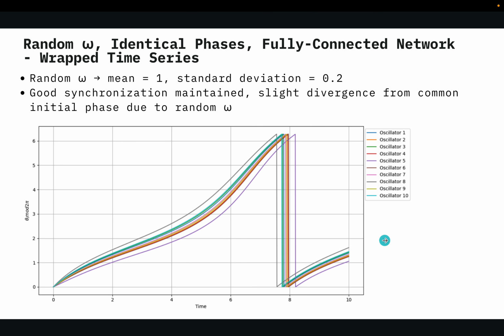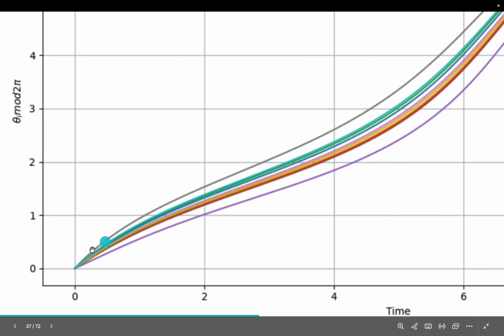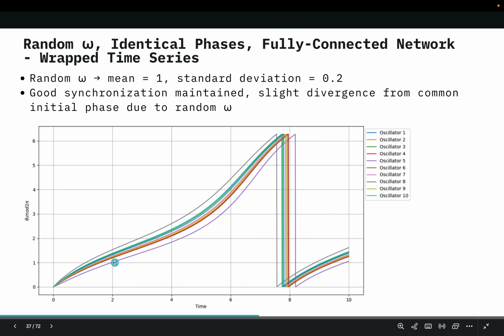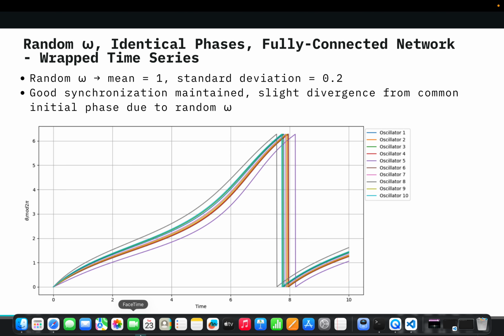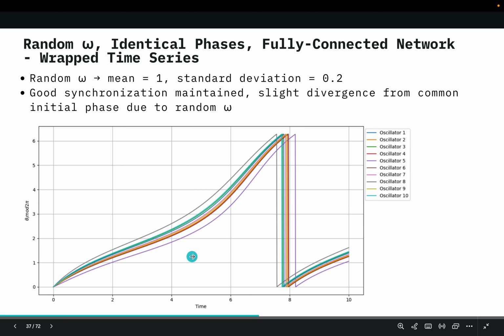Now this time you keep omega random. That means you still draw omega from a normal distribution. We have chosen here mean 1 and standard deviation 0.2. But this time all the phases are identical. You can see all the phases start the same, starting from 0 here. Since the phases are initially identical, exactly at time t equals 0, technically speaking, you don't have any desynchronization. But over time, you see they slightly desynchronize.